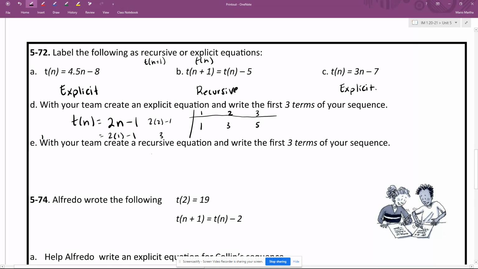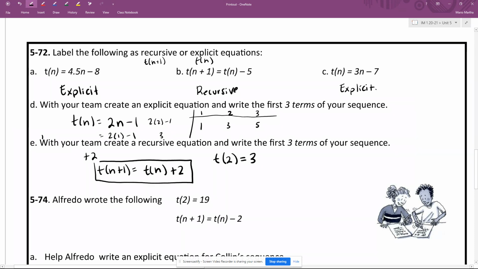And then we want to write the recursive equation for our sequence. So here the common difference is positive 2. So we would say t of n plus 1 equals t of n plus 2. And then we also want to have a starting value. It doesn't necessarily have to be t of 1 equals 1. We can also say t of 2 equals 3. In order for us to write a recursive equation, we need to have these two for sure, because we need to know where to start.